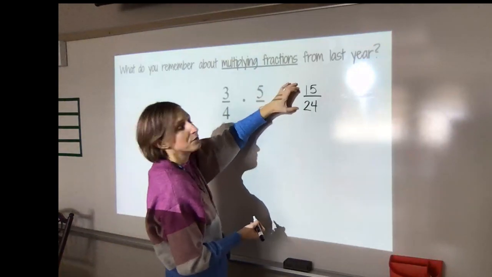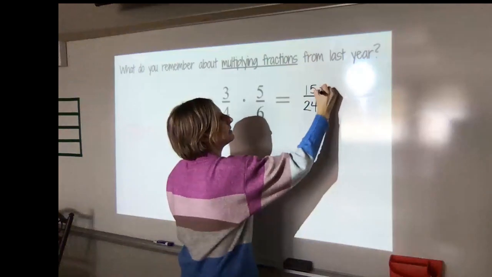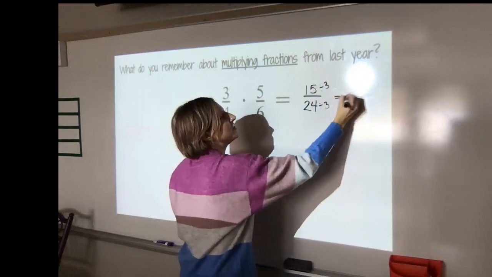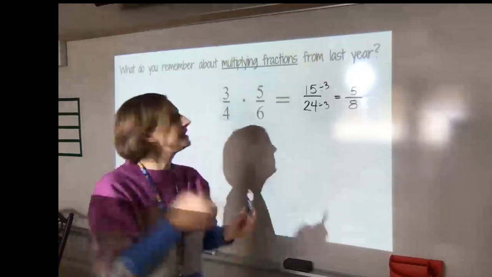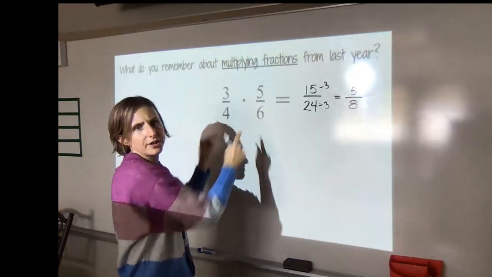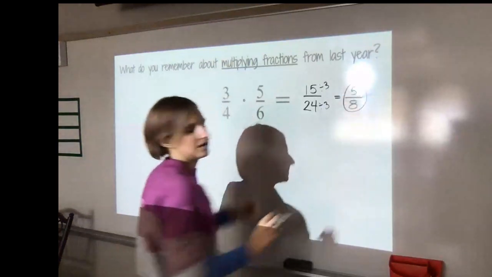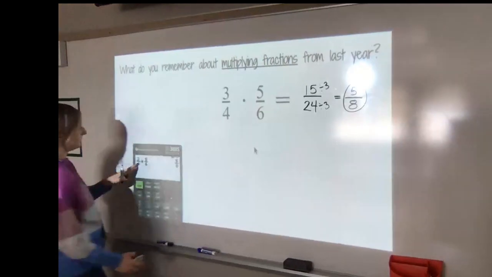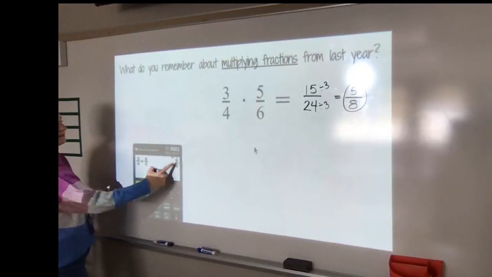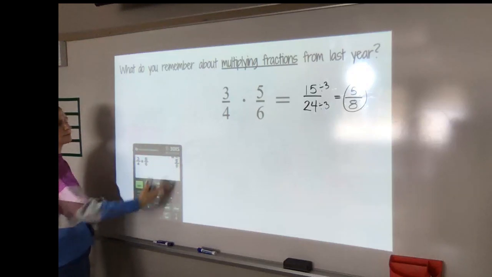Looking at 15/24, can you simplify that? We always ask that question, don't we? Yes, you can divide both by 3, and you're going to get 5/8. What I'd like you to do is enter this multiplication problem on your calculator. Do you get the same answer, 5/8? Let's see, I did it on mine and then took a picture. 3/4 times 5/6, 5/8. Yeah, the calculator got to that right away. It got to the simplest form right away.